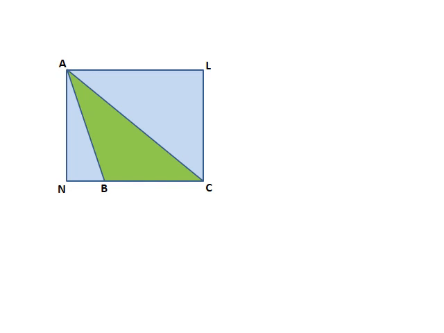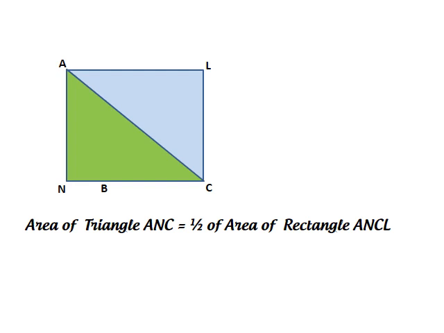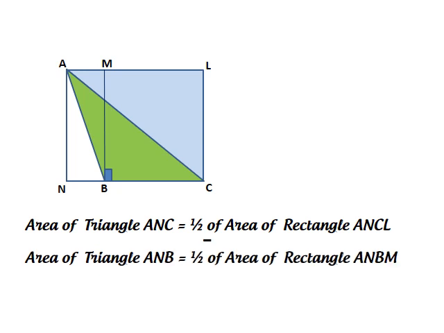So we already know how to find the area of right angle triangle and acute angle triangle. Can we use the knowledge here? What we'll do is we'll draw a right angle triangle ANC, which is bigger than the triangle ABC. And what is the area of this? It is half of the area of rectangle ANCL. And then we need to remove the extra part, that is ANB. So if I draw a line MB, then area of triangle ANB becomes half of area of rectangle ANBM, and this needs to be subtracted.